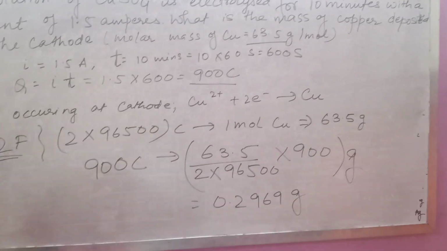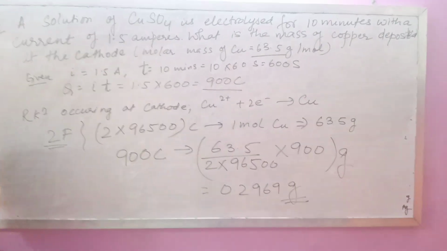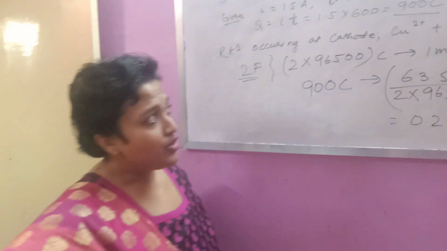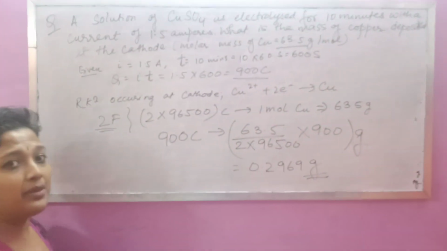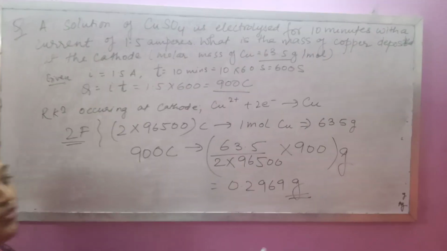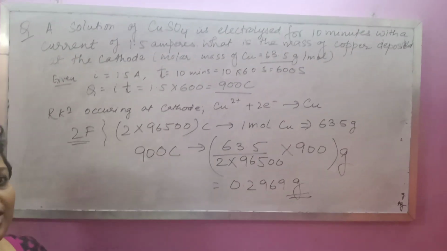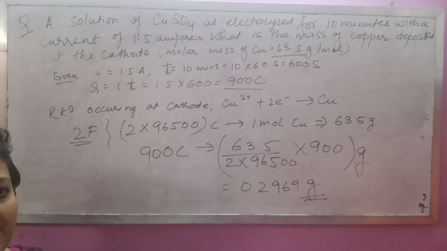It will come out to be 0.2969 grams. So in the exam you must take care to write the unit, otherwise your marks will be deducted. And you have to write every working formula, because in boards there are marks for each and every step. If you do not write this equation, maybe half marks will be deducted. If you do not write this unit, again marks will be deducted. So you have to take care of all these things, and you have to solve at least 10 numericals on each topic. Now come to the next.